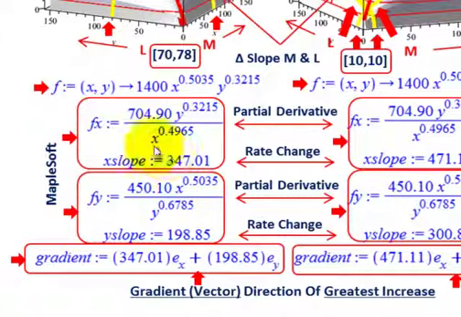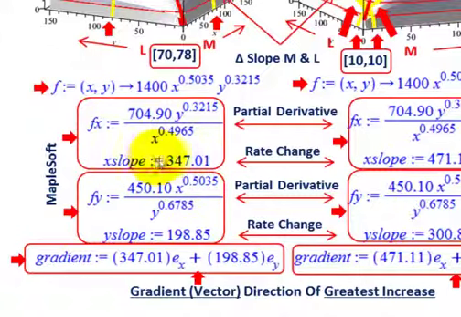But the key is here, based on those partial derivatives, f of x would be like for material, and f of y would be like for labor. So what you do is put in the targeted point we're dealing with, 70 units of, I think, material and 78 units of labor, plug those into your partial derivatives, and you're going to come up with the slope.